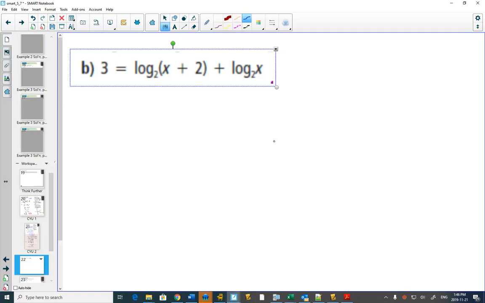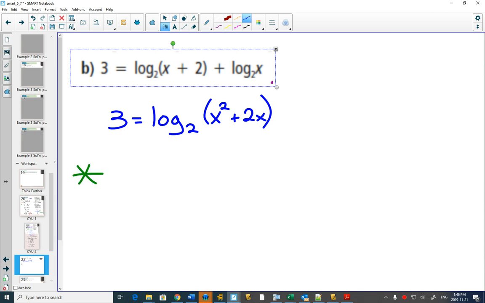we have 2 logarithms. Can we combine them, simplify to get a single logarithm? Yes. We're adding, so we multiply. If I distribute that x, I'd get x squared plus 2x. Once I've got that single logarithm, this is where we want to use the definition to change it to exponential form. The base is 2, the exponent is 3, would equal x squared plus 2x. 2 to the 3 equals 8.